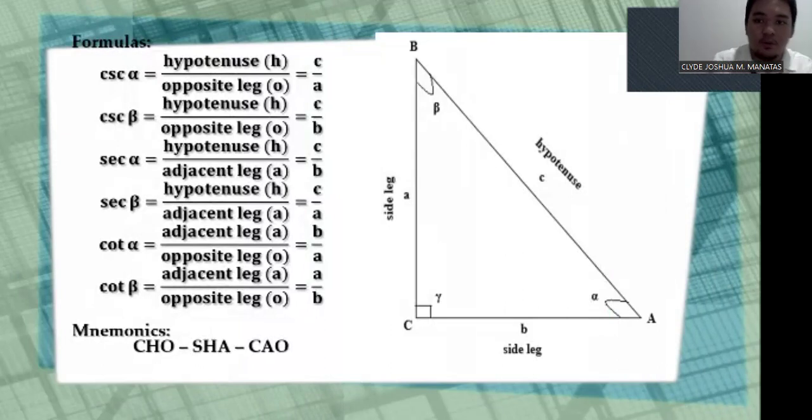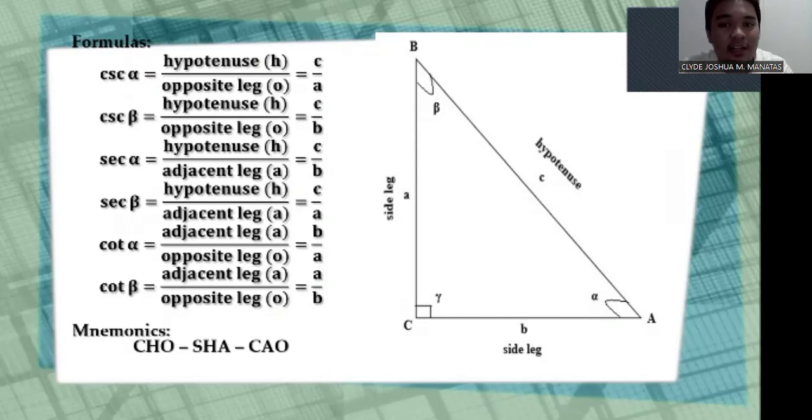First up, you still remember the parts of the right triangle, right? Okay. So let's incorporate the parts of the triangle on the second three of the trigonometric ratios. So here are the formulas, for the cosecant, secant, and cotangent.